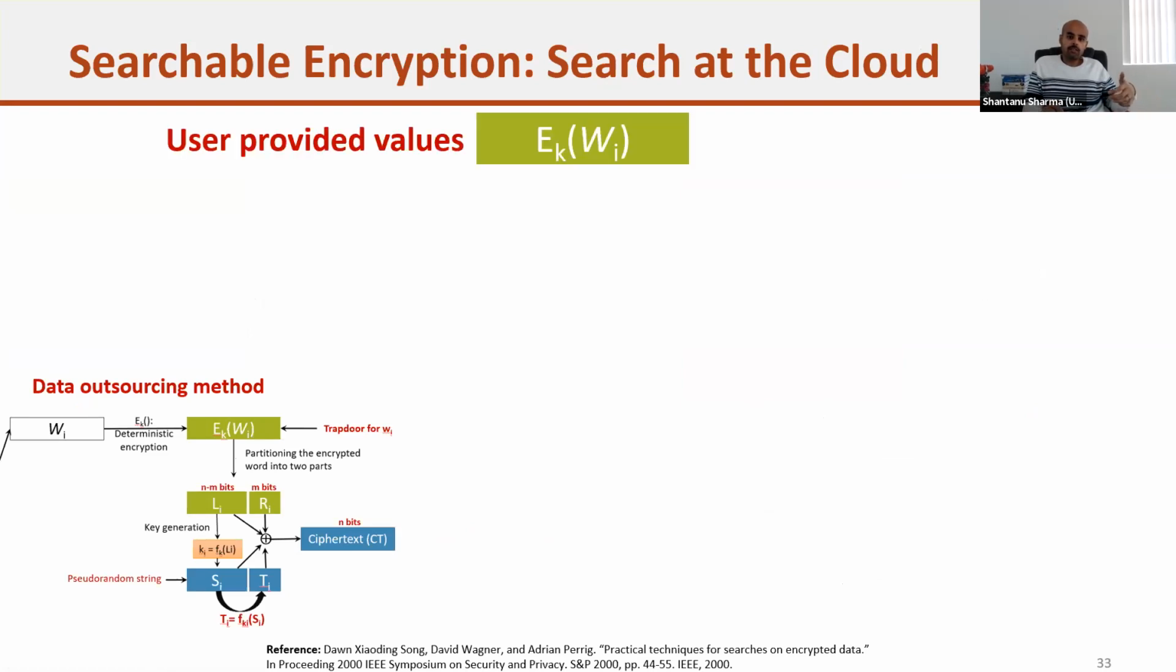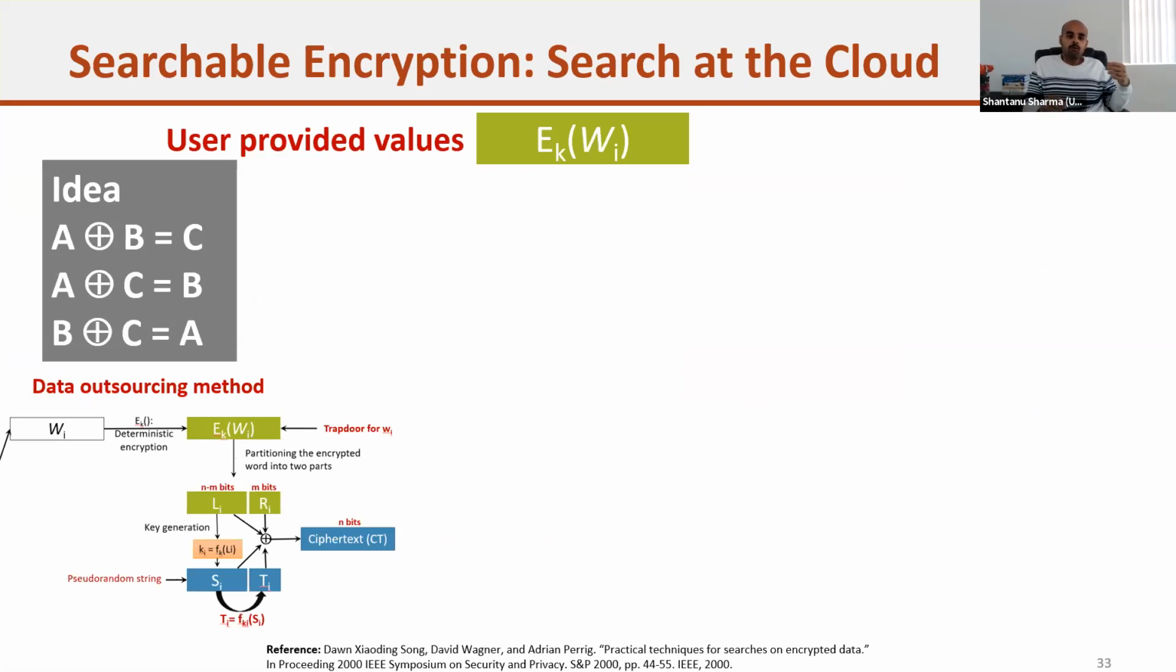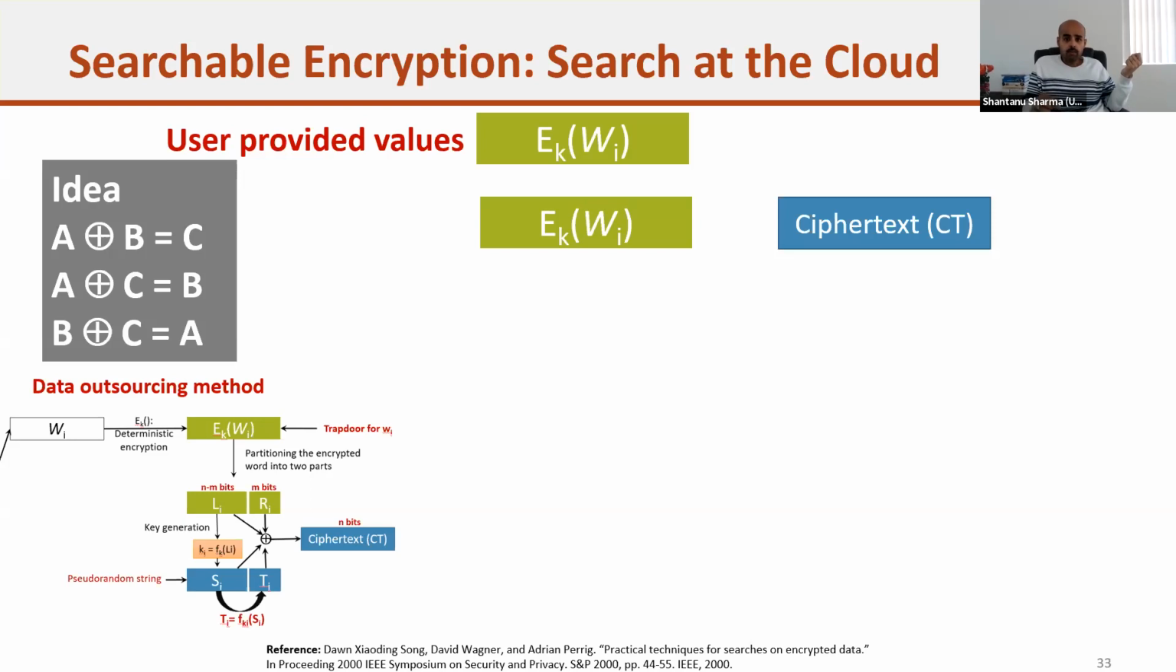Now if I want to search, the user will give me the deterministically encrypted query trapdoor. The idea of this technique is that if I give you two words A and B and perform the XOR operation, I will get a third word C. Between all these three words, if I perform XOR on any two, I will get the third word. On this idea, the searchable encryption can search at the cloud side. So here is the encrypted keyword given by the user, and the encrypted ciphertext.